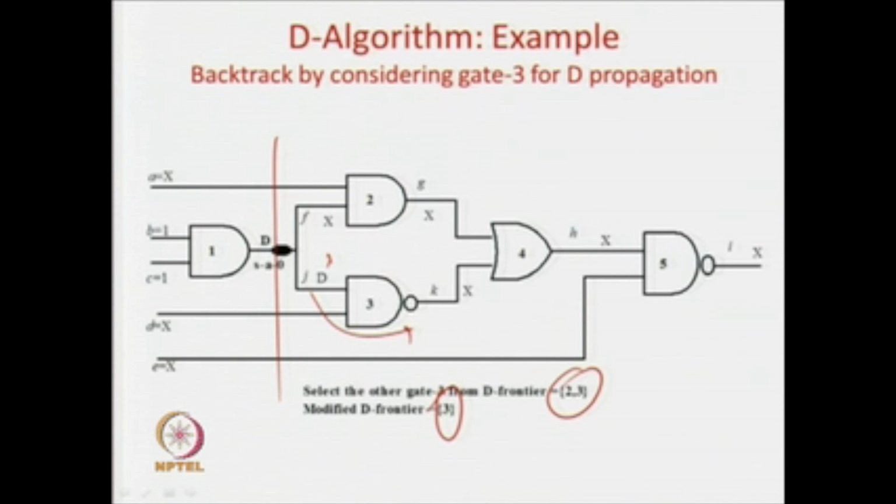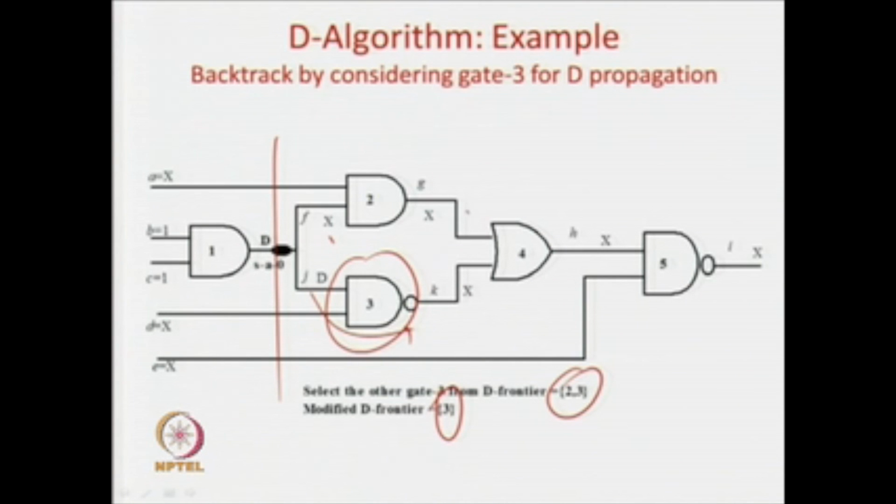As I told you, this is d, and this should also have been d, but to keep the circuit more flexible, or as a way of delaying these clashes as much as possible, we are keeping it x, because we are considering this to be the gate in the d frontier.